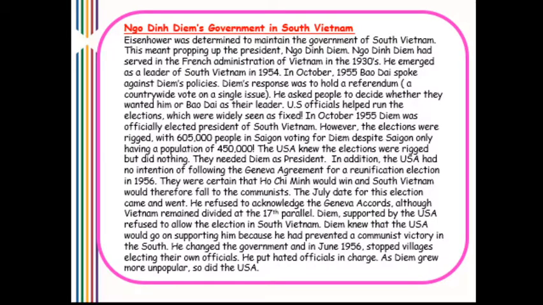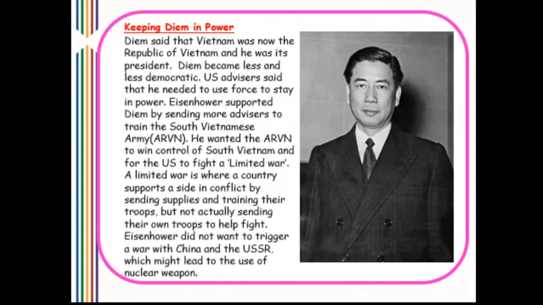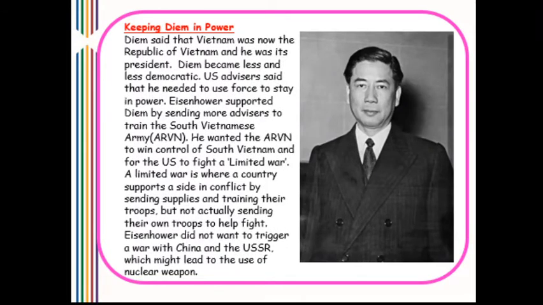He changed the government and in June 1956 stopped villages electing their own officials. He put hated officials in charge. As Diem grew more unpopular, so did the USA, for keeping Diem in power. Diem said that Vietnam was now the Republic of Vietnam, and he was its president. Diem became less and less democratic.